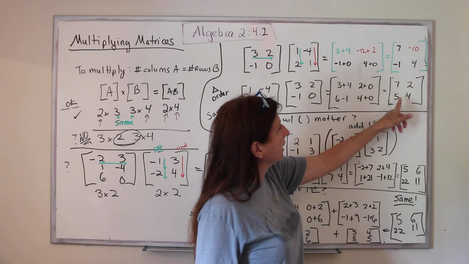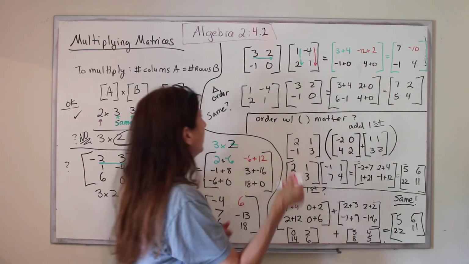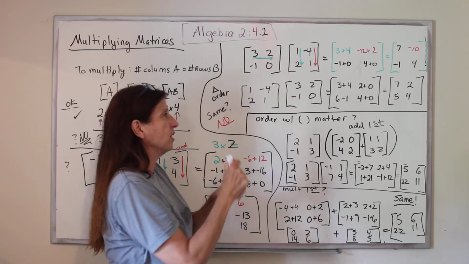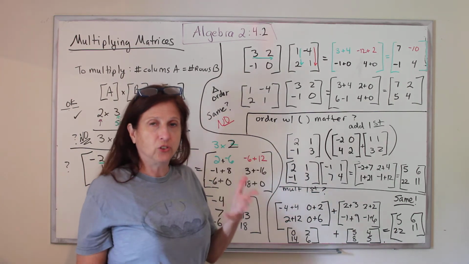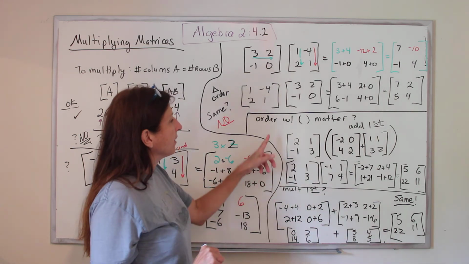It doesn't work. And if you do it on out, you'll see that this is 2 and 4. So if you flip them, is the order the same? No. So some of the properties that you're used to in multiplication do not work.